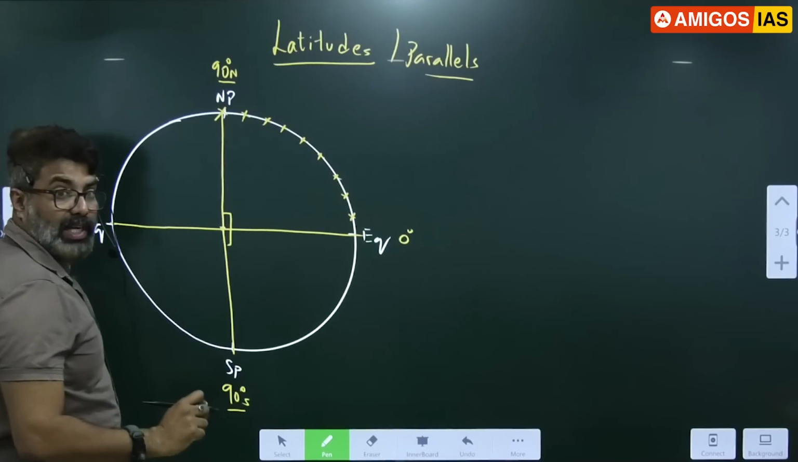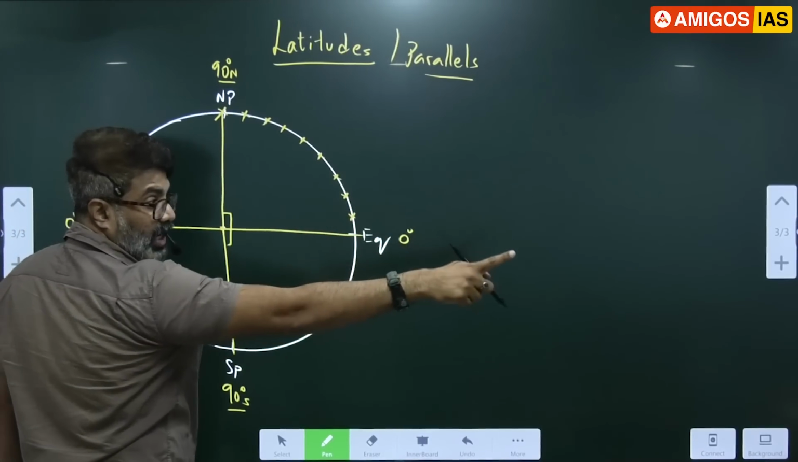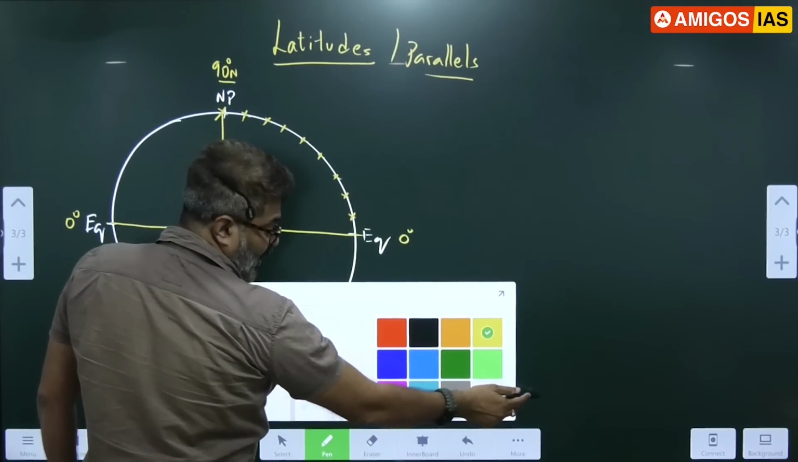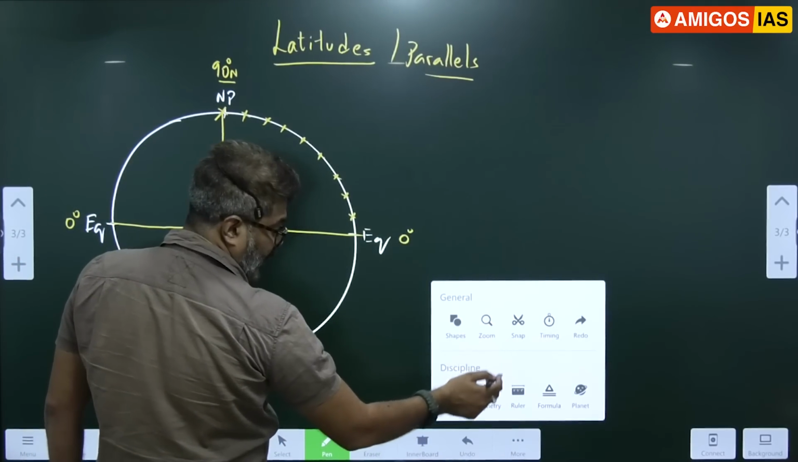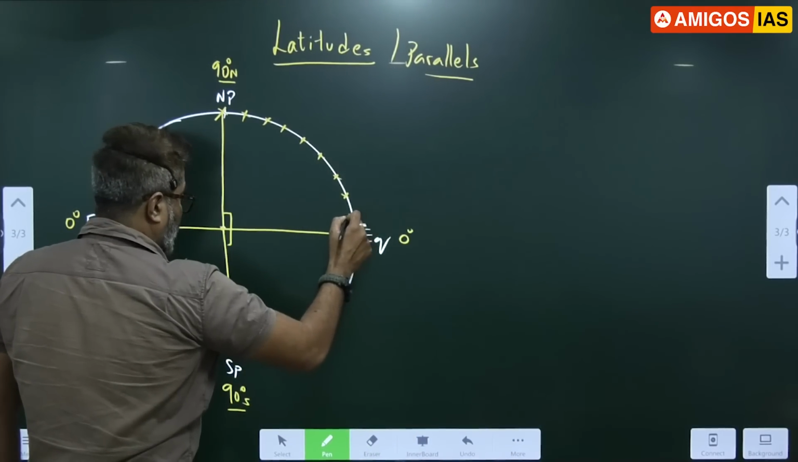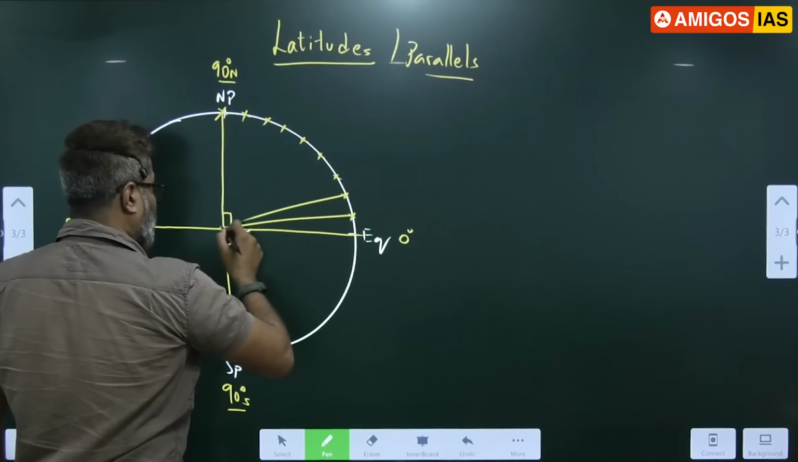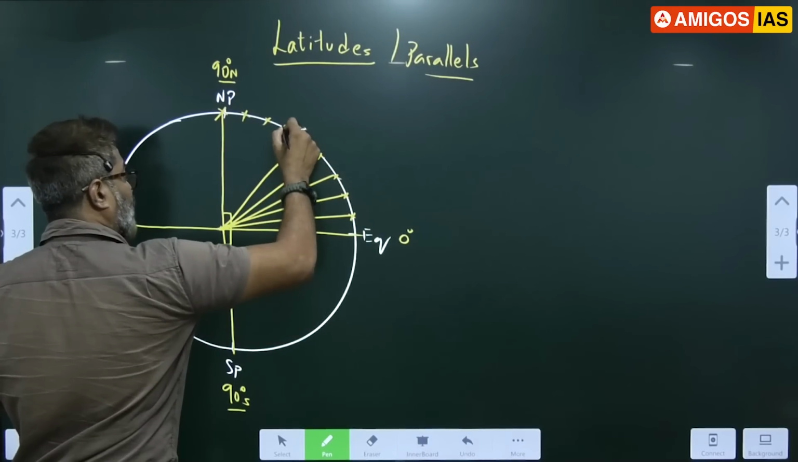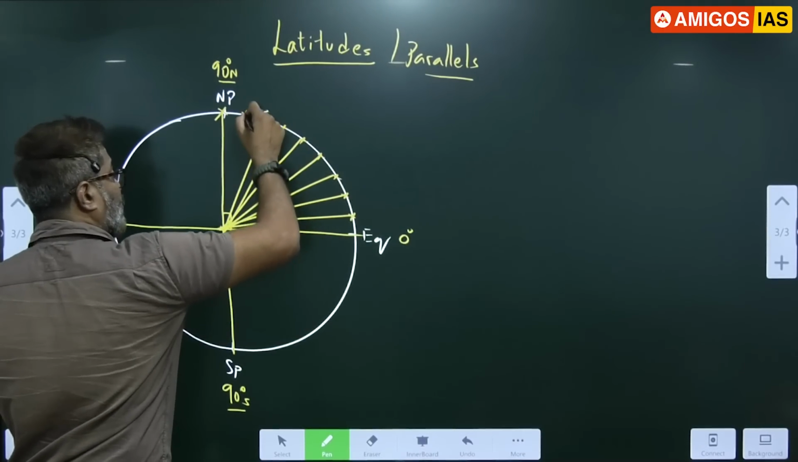Like this, so many points I have taken. Each of these points is on the earth's surface. So each of them forms an angle with respect to the center, correct? Do you all agree? Notice this, it forms an angle with the center, this forms another angle, this forms another angle. Each of the places is forming a certain angle with the center.